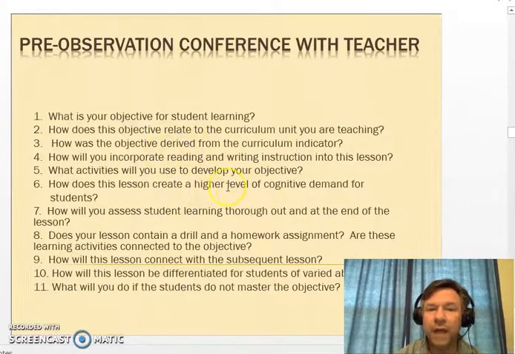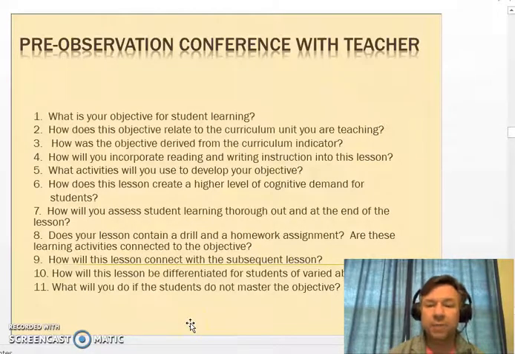You want to look at high-level questioning for rigor. You want to consider assessment in number 7, certainly a warm-up and homework and extension in number 8. You want to see a connection to today's lesson should fit with yesterday's lesson and tomorrow's lesson, and then you certainly want to focus on differentiation for students of varied abilities.